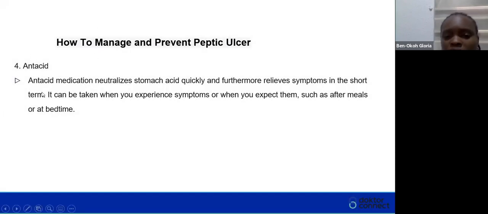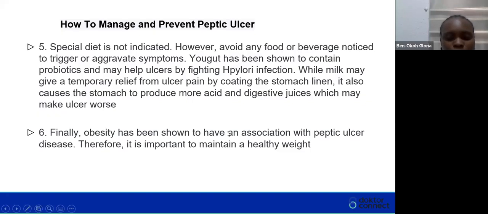And so there are some over-the-counter medications, meaning some medications you can get from the pharmacies. They're usually known as antacids. They neutralize the stomach acid quickly, and they relieve the symptoms in the short term. So you can take this when you experience the symptoms or when you expect the symptoms. Because an individual has ulcer, there's no special diet that you must be taking all the time. However, individuals are different. If you notice any food or beverage triggers, maybe like caffeine, for some people it can trigger or aggravate their symptoms. You'd want to abstain from that.